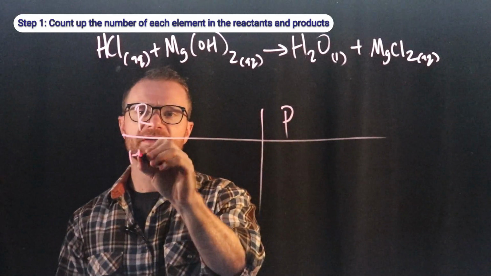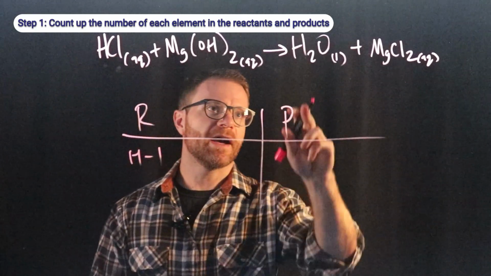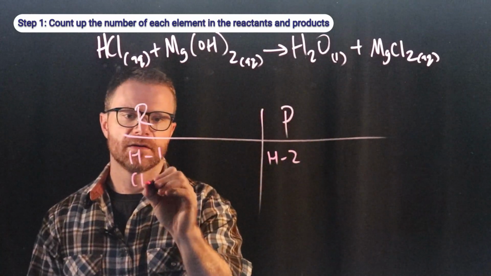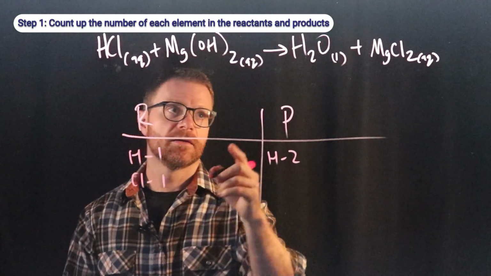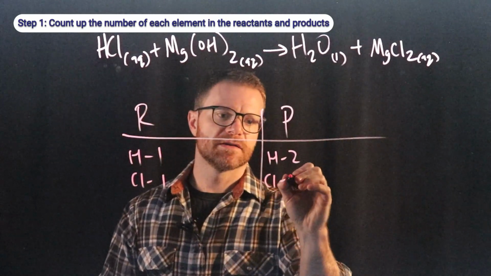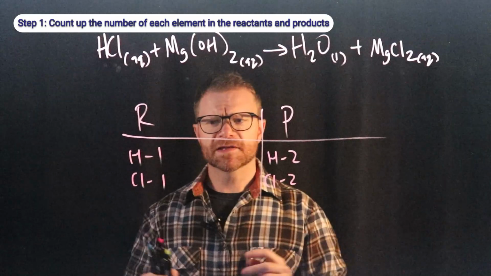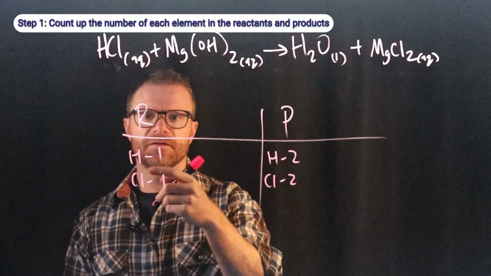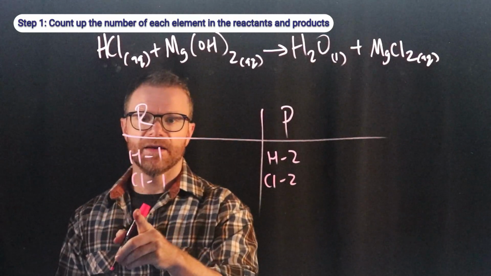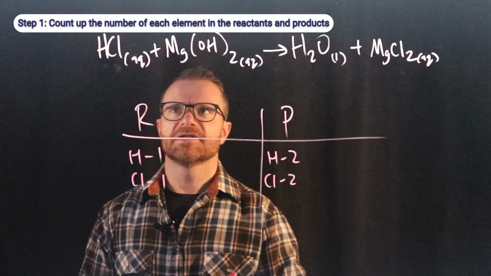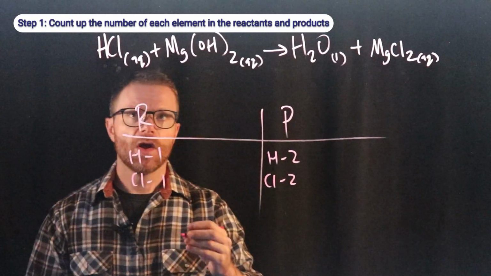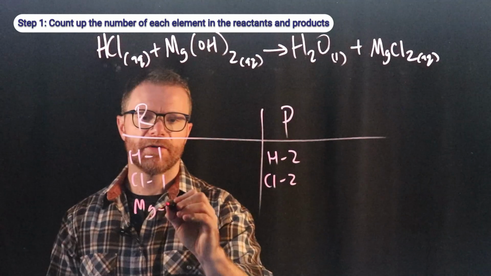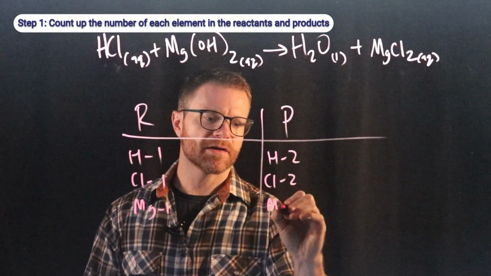We'll start with our hydrogens. 1 in the reactants, 2 in the products. Chlorines, 1 in the reactants, 2 in the products. By the way, when I'm doing this list, make sure all your elements line up across. So if you have H and then Cl and then Mg here, make sure you're doing the same thing here. Okay, then I'm looking at magnesium. I've got 1 here in my reactants, and I've got 1 in my products.